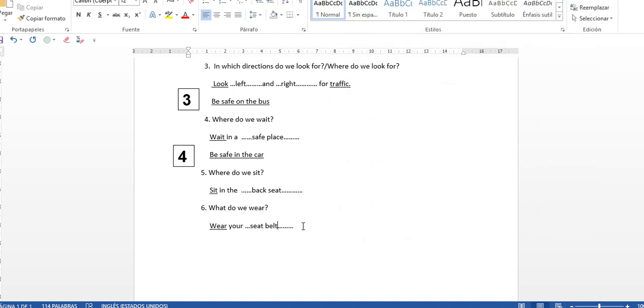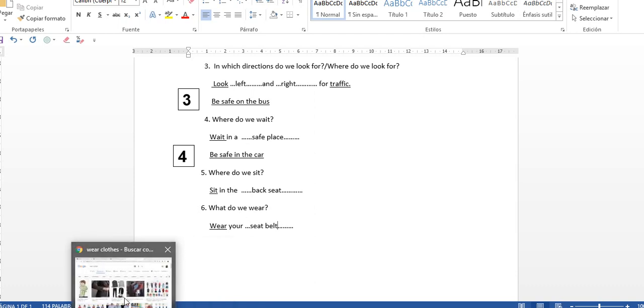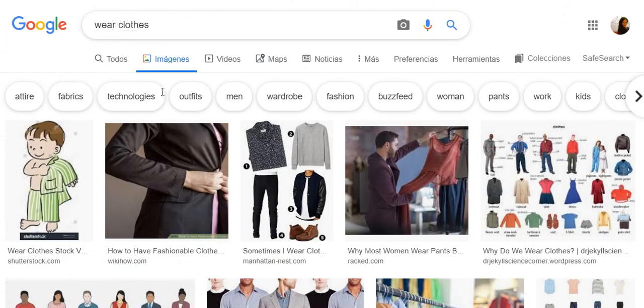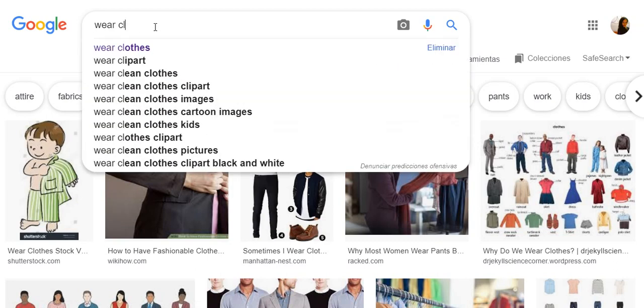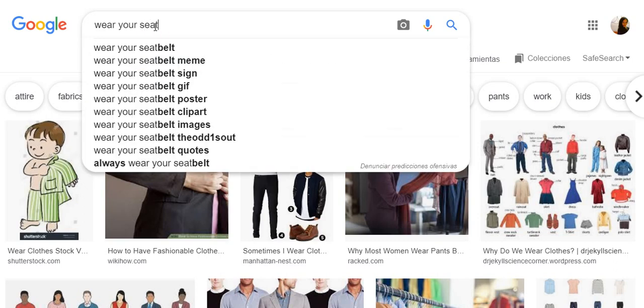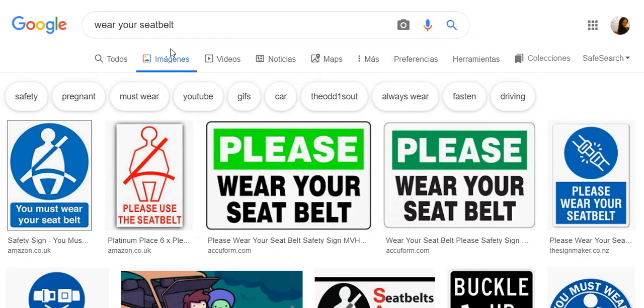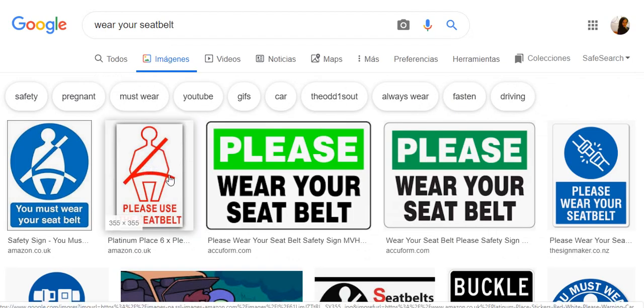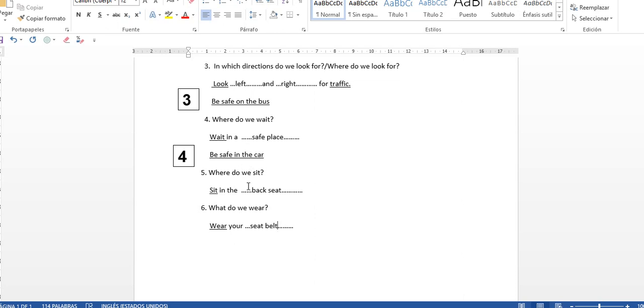Okay, I stop. And the answer is sit in the back seat. So where do we sit? Sit in the back seat. What do we wear? Wear your seat belt. So maybe you have noticed that wearing is not only for clothes. Wear your seat belt. In this context, it is about safety rules in the car. You use wear in this context: wear your seatbelt.